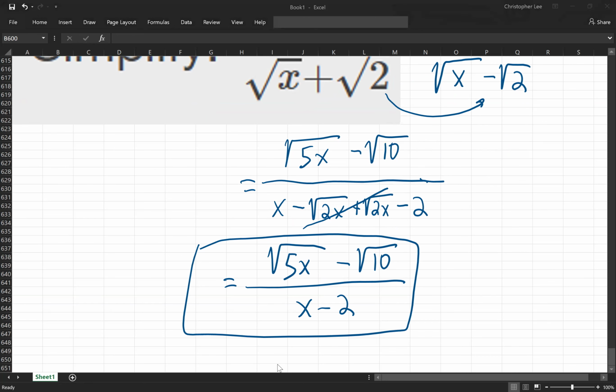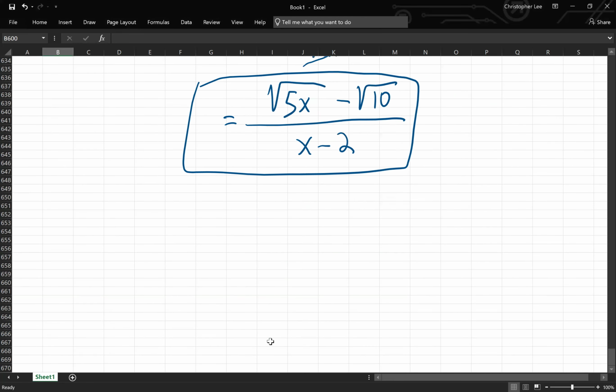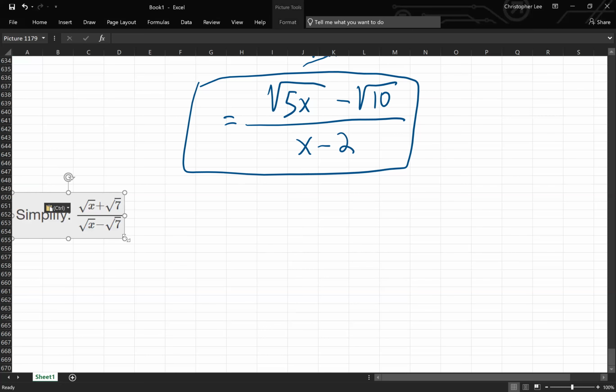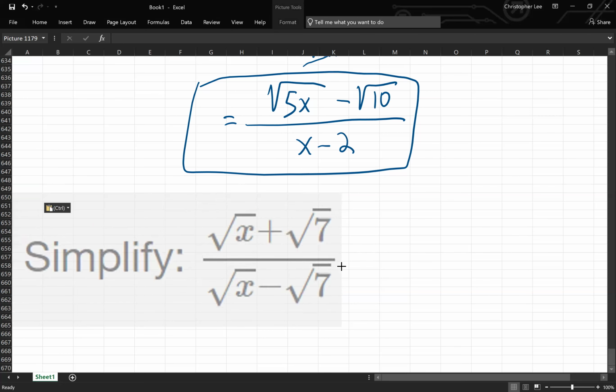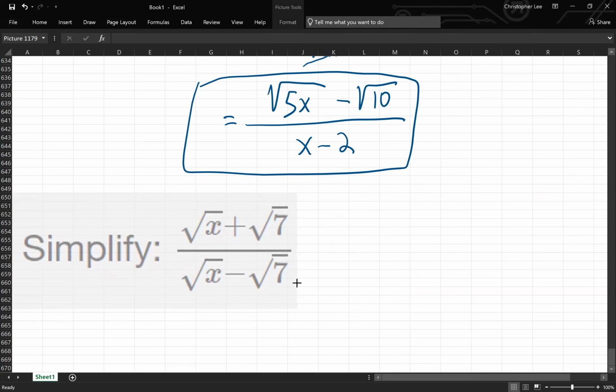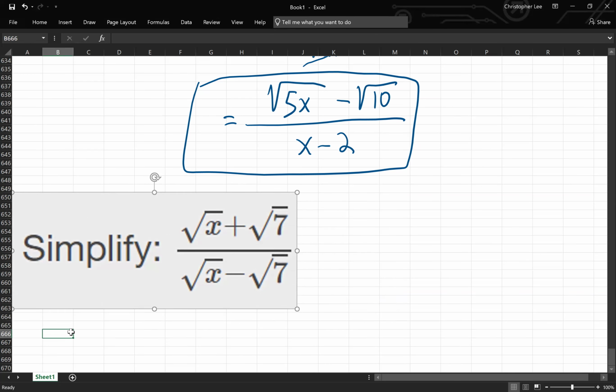I have another fun question for this section right here. This is going to be really cool. Check this out. So I have the square root of x plus the square root of 7 divided by the square root of x minus the square root of 7.